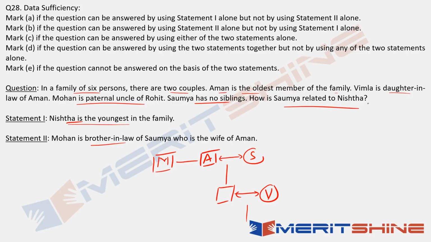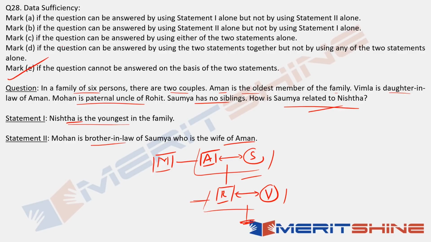No? I mean, if I assume that this is Mohan, paternal uncle of Rohit, so this becomes Rohit. So all this is in place. But Nishta, even after combining everything, can be here, can be the child of these, because the couples are already done. This is a couple, this is a couple. So Nishta can be here, again can be sister here or something like that. So we cannot do it. Answer would be option E.